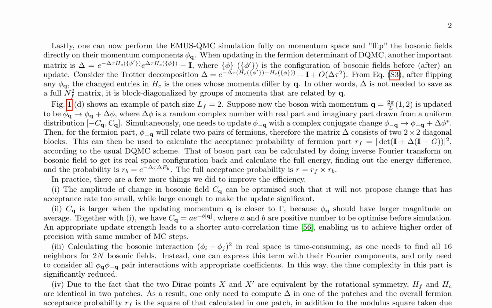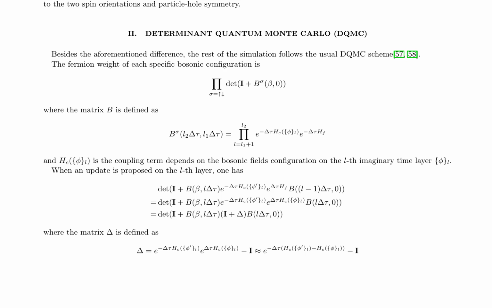The simulation's efficiency is further enhanced by optimizing the amplitude of change in the bosonic field, using larger Δφ_Q values when the updating momentum Q is closer to gamma, and expressing the bosonic interaction in terms of Fourier components. The rest of the simulation follows the usual DQMC scheme, with the fermion weight of each bosonic configuration given by W_sigma equals det(I plus B_sigma(beta, 0)).